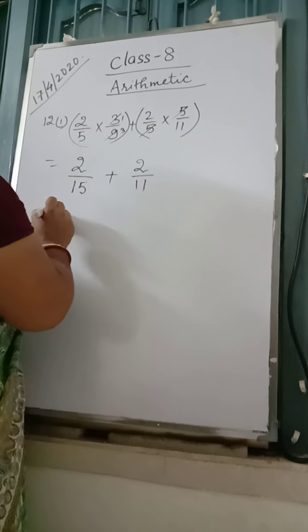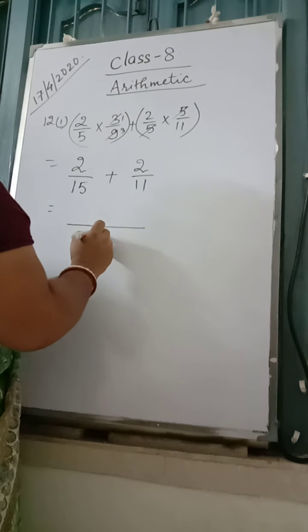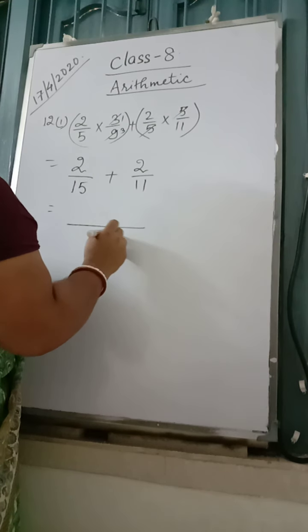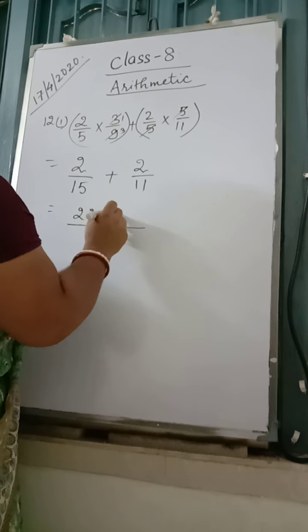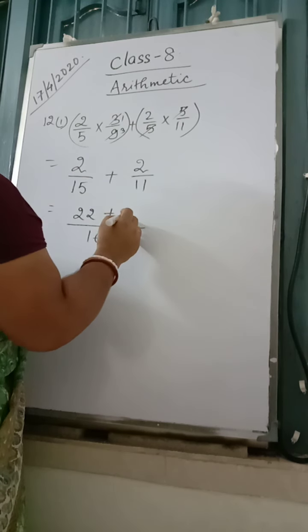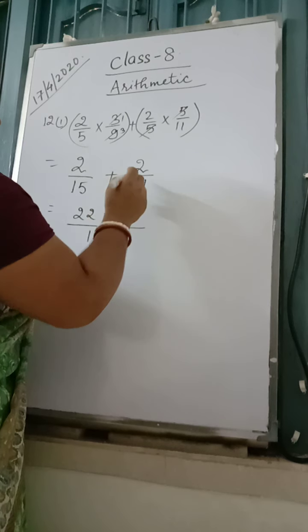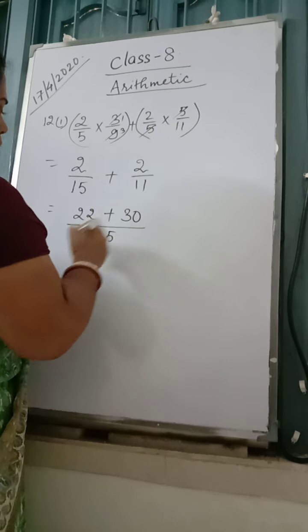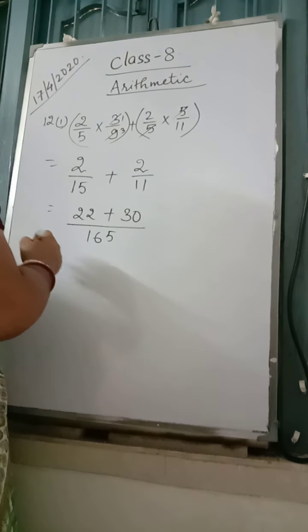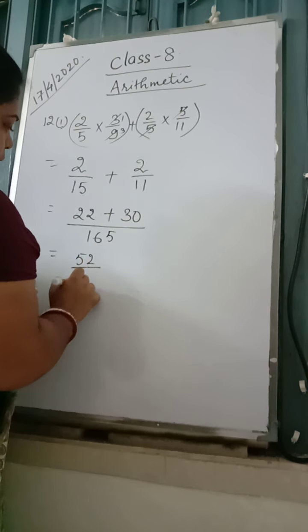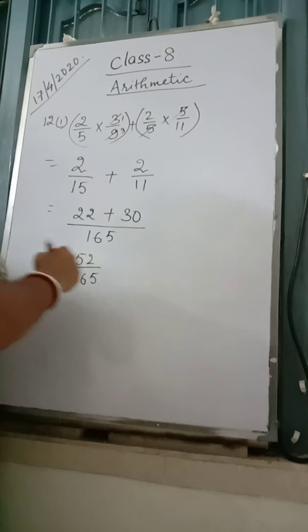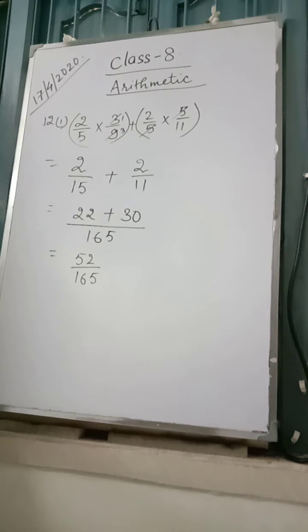Now LCM of 15 and 11 is 165. 2 11s are 22. 15 2s are 30. So this gives you 52 by 165 is the answer. In this way only you have to solve question number 12.